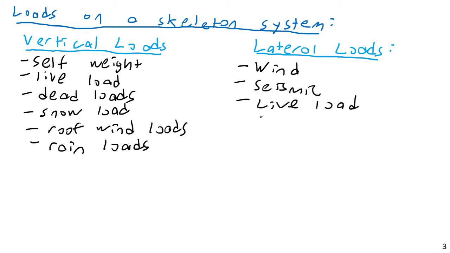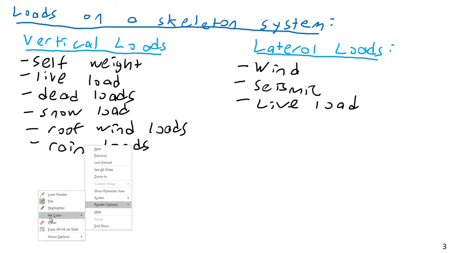Usually live loads are thought of as vertical, but sometimes live loads are lateral. Wind and seismic are your two big ones, though there may be some other examples as well. As a review, vertical is any load that's up and down, and lateral load is any load that acts side to side. And these fundamentally have to be resisted by two different mechanisms.